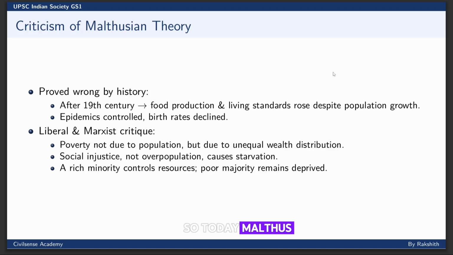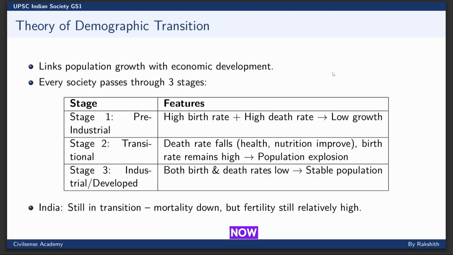So today, Malthus is seen as important historically but limited in explanation. Now we come to a more balanced and widely accepted theory, that is demographic transition theory. This theory explains population change in relation to economic development. According to this theory, every society passes through three stages.